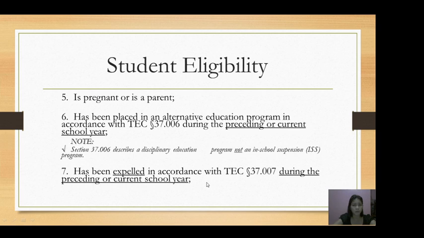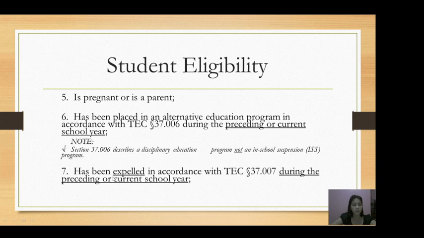Student eligibility number 5 is pregnant or is a parent. Then number 6 has been placed in an alternative education program in accordance with TEC section 37.006 during the preceding or the current school year. Note, section 37.006 describes a disciplinary education program, not in-school suspension or the ISS program.